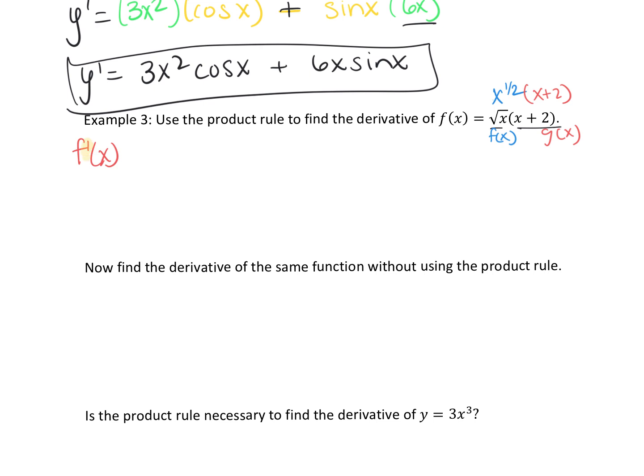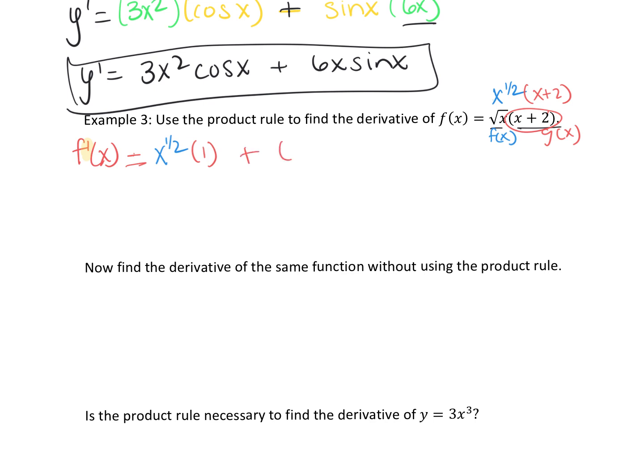All right, so we're going to take the derivative of this. So we're going to keep the first. So we have x to the 1/2 times the derivative of the second. Well, the derivative of this, x plus 2, is just 1.